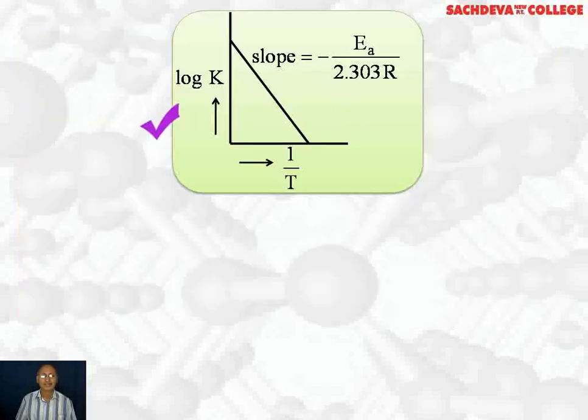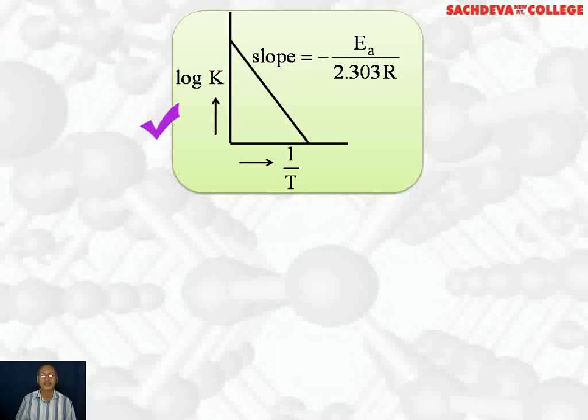Now we are plotting a graph between log K versus 1 over T. This will come out to be a straight line with a negative slope. Slope will be equal to minus Ea over 2.303 R. So if you are given the slope of the straight line and you are asked to find out activation energy, this formula can be used.